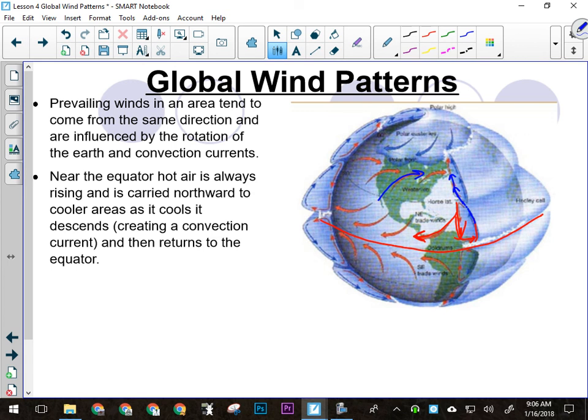Near the pole, you have the same thing happening as at the equator. Cold air is rotating around and moving southward, and as it moves southward, we rotate into it, so we get a polar easterly. So this happens because of the interaction of convection and the Coriolis effect.